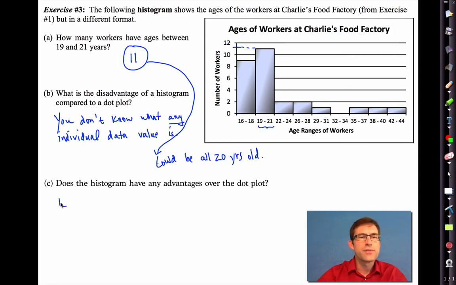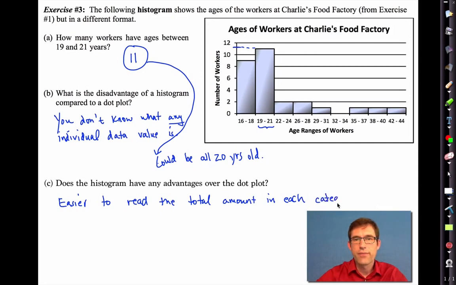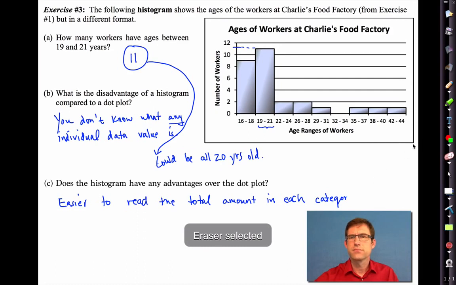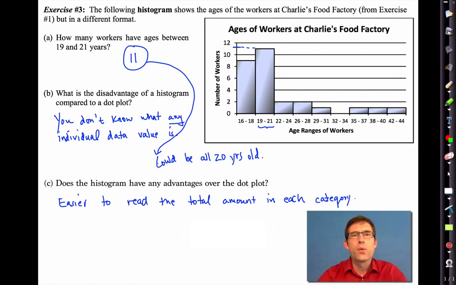And that advantage is that it is easier to read the total amount in each category, right? It's easier to read the total amount in each category. Right? With the dot plot, you literally have to sit there and count the dots.